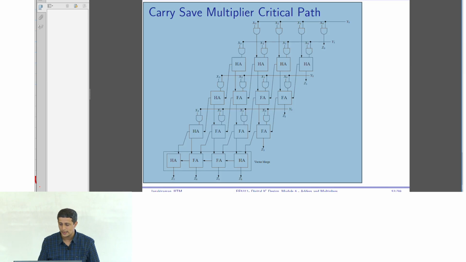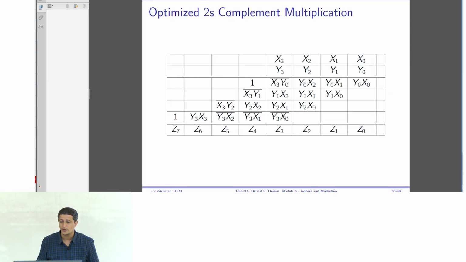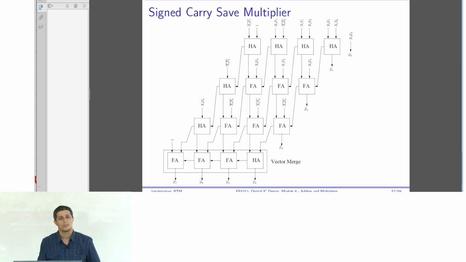Therefore, you will find that in order for me to do signed multiplication, all I have to do is, wherever there is x3, yj, where j is between 0 and 2, complement the bit. Or wherever there is y3, xi, where i is between 0 and 2, complement the bit. That's what you see here. In that half adder, that's why I said retain that half adder.